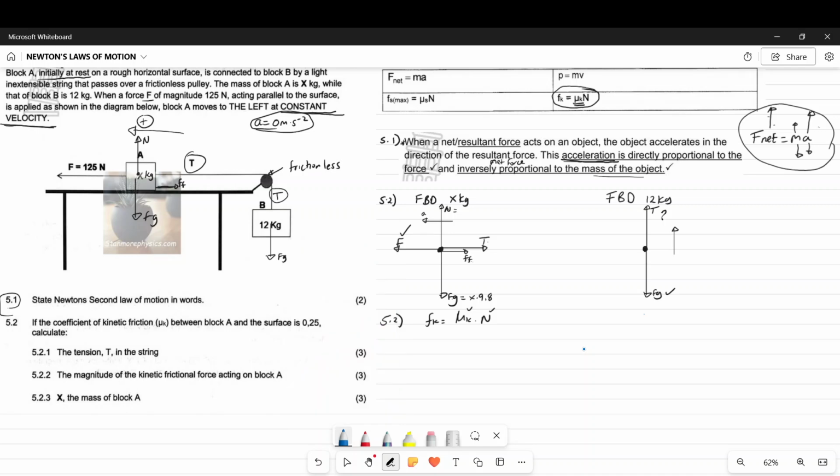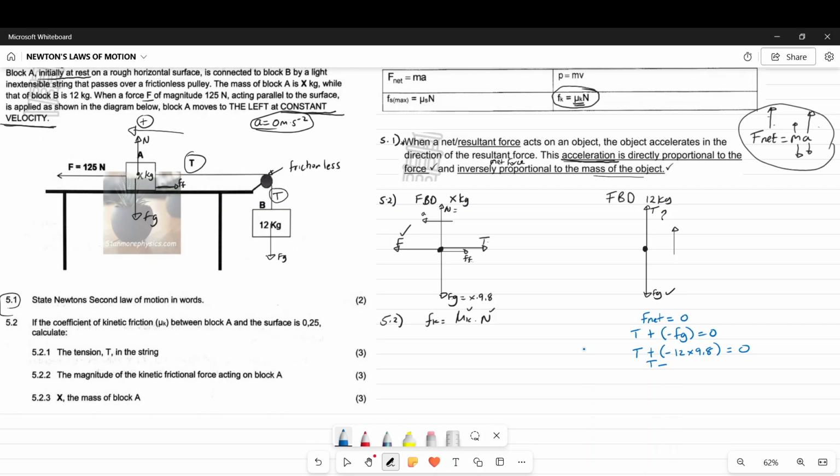We know that Fnet, because remember it's moving at constant velocity, is equal to 0. That's Newton's first law of motion. Now for Fnet, the motion is going upwards, so tension is positive, plus open bracket negative Fg close bracket, is equal to 0. So tension plus open bracket negative 12 times 9.8 close bracket is equal to 0.